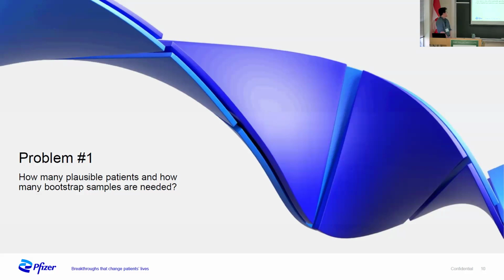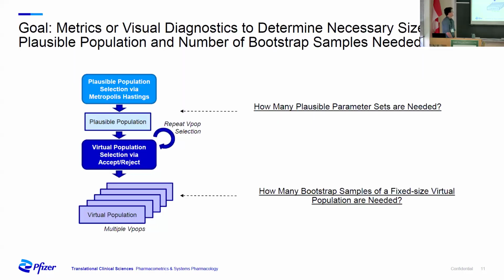So the first one, to make this concrete, is really how many plausible patients and how many bootstrap samples do we need. If you think about this framework, the plausible parameter sets determine the range of mechanistic variability that you're going to be taking into your virtual populations. And the bootstraps are there to sample variability in prediction. So if you have a 30-patient trial, only 30 simulated patients are in each simulation, so there's going to be a lot more variability potentially in the outcome.